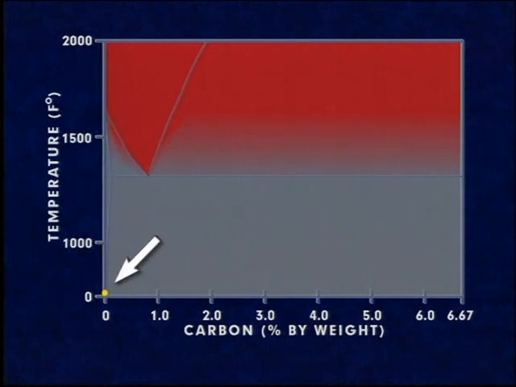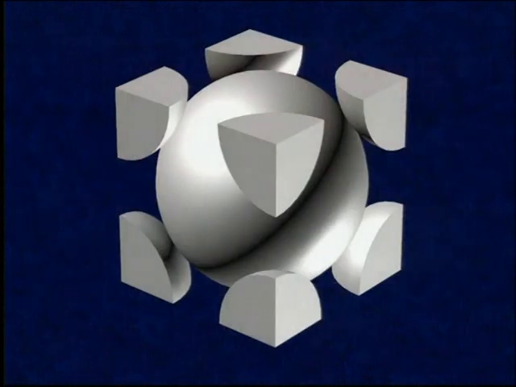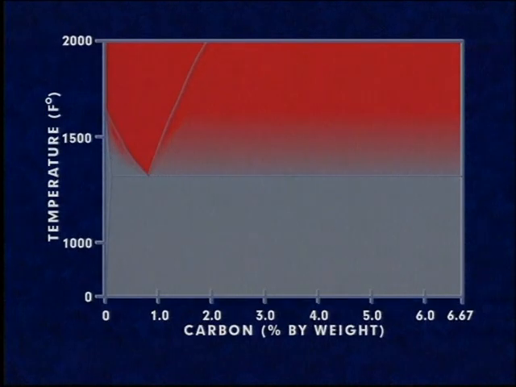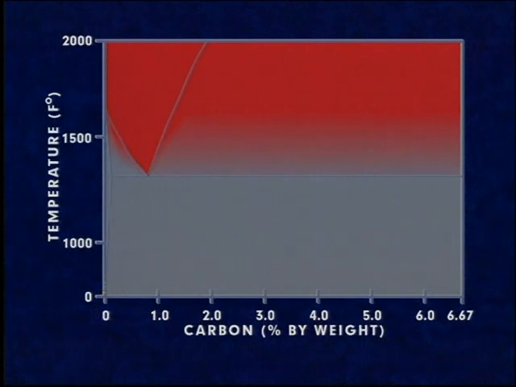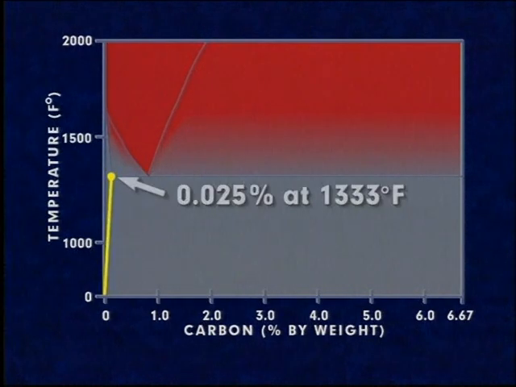At room temperature, ferrite is magnetic, relatively soft, and has a body-centered cubic crystal structure. At room temperature, the solid solubility, or the amount of carbon that can be dissolved in ferrite, is practically zero. The amount of carbon dissolvable in ferrite increases to only a maximum of 0.025% at 1,333 degrees Fahrenheit.